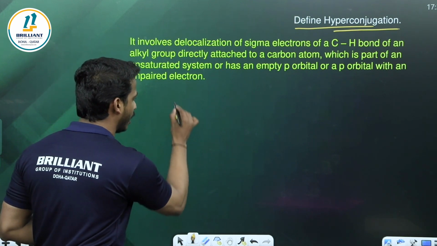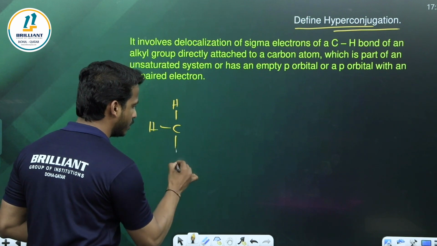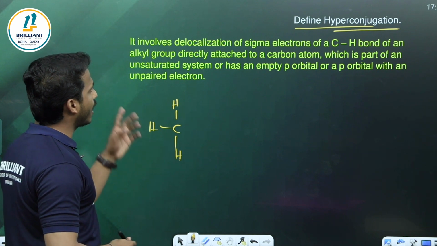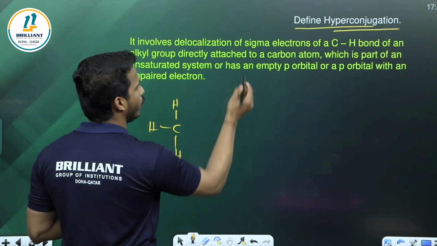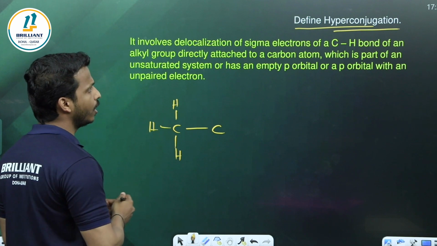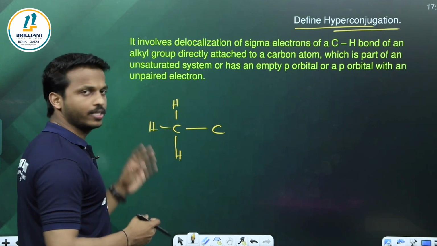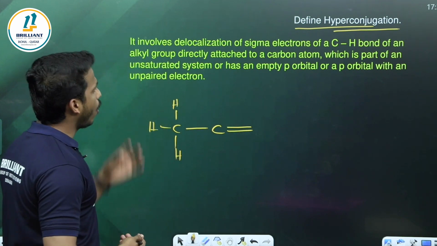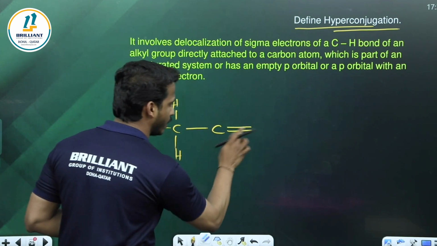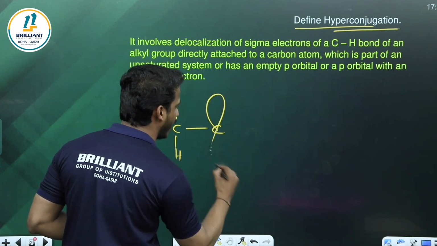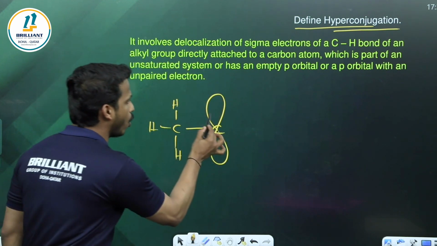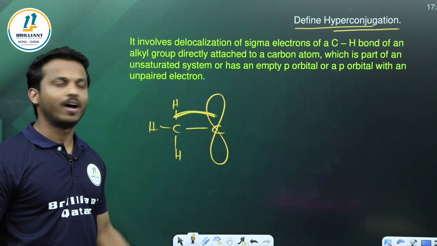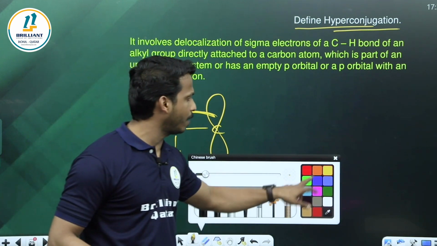So let me take one alkyl group, CH3. This is one alkyl group and this is the C-H bond, bond electrons. This is going to overlap with what? Directly attached to a carbon atom which is part of an unsaturated system, meaning having a double bond, or it should contain an empty p orbital. This overlap, this delocalization, is what we call hyperconjugation.